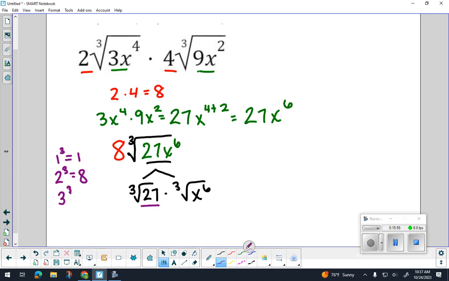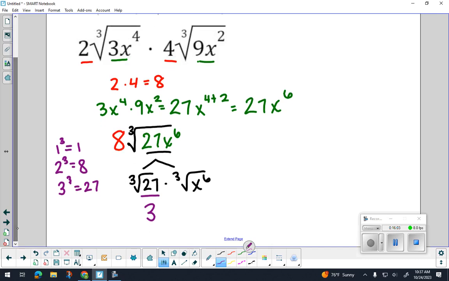Okay, but the answer is going to be 3 because 3 cubed is 27. So we can knock that one out. But we haven't really talked about one with a variable first. So let's kind of talk about what it is.